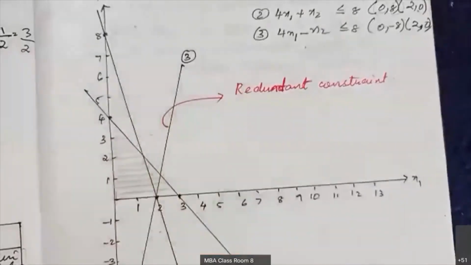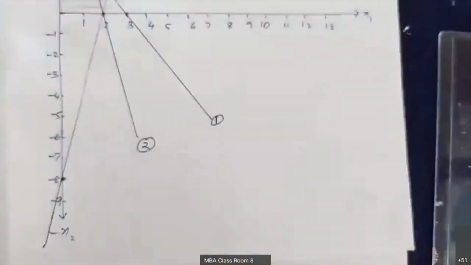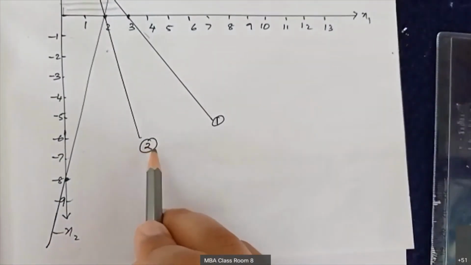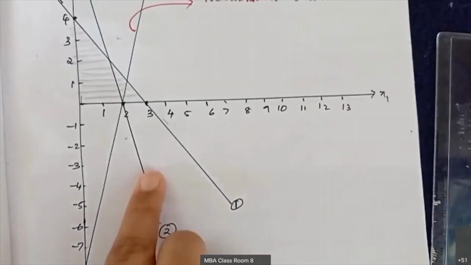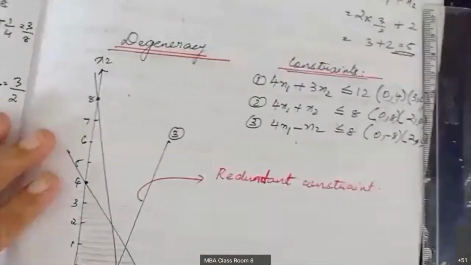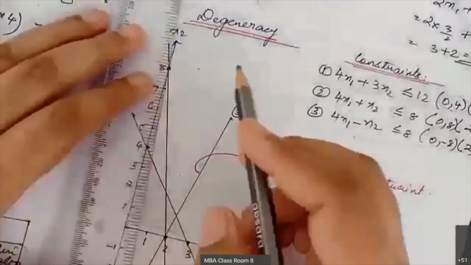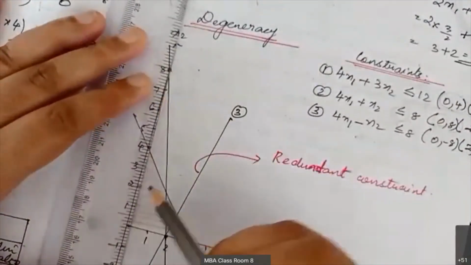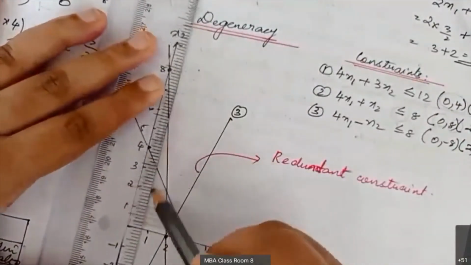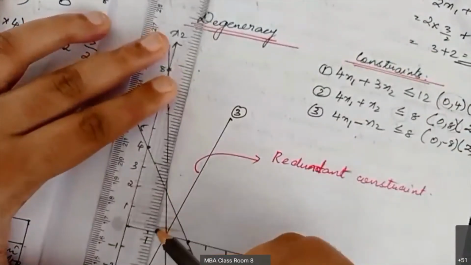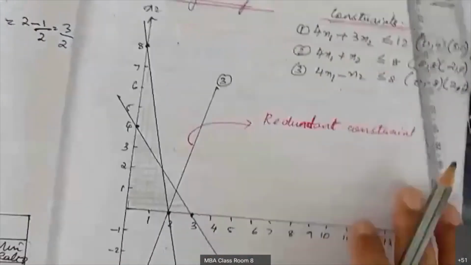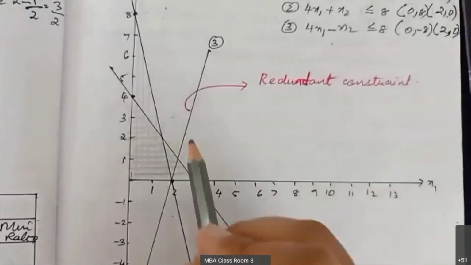Okay, next one, my second constraint. This is my second constraint. I have written the second constraint. So the graph corresponding to the second constraint is this one. Now I'm going to shade the below region. Over here, the second constraint also has less than or equal to, so I'm going to shade the region below the graph. Okay, so I've shaded for both the constraints.